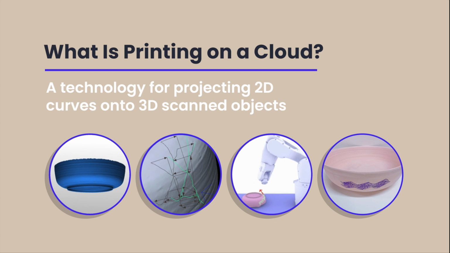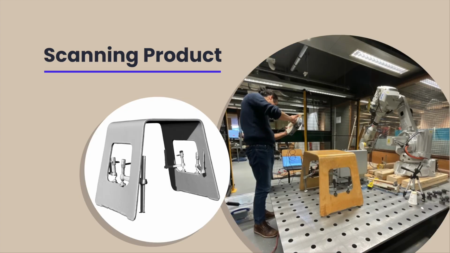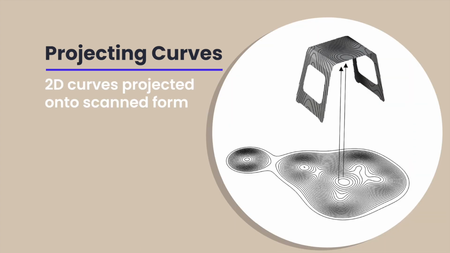Printing on a cloud is a technology developed by the Robot Lab, where curves get projected onto a 3D scanned object to become toolpaths for a robot arm. Printing on a cloud's workflow begins with scanning the input product to create a digital representation of the object. The next step is establishing the digital and physical models' calibration reference points. After calibration, the to-be projected curves are input. Here one creates the toolpaths by inserting 2 or 3-dimensional curves onto the printing on a cloud program and orienting them to the desired placement.